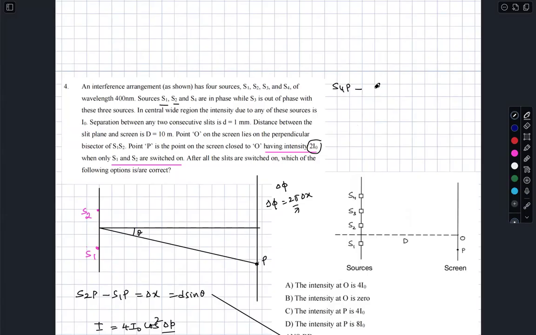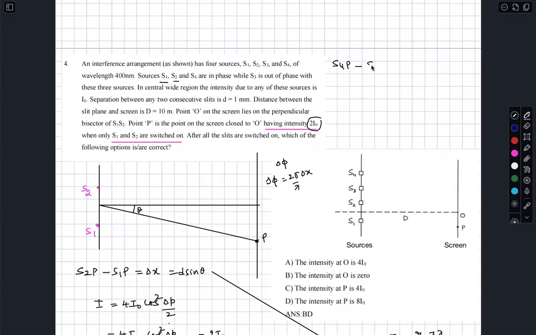S4P. Anyone trying to interact with me, please do that. No issues. Anyone trying to interact with me, please do that.